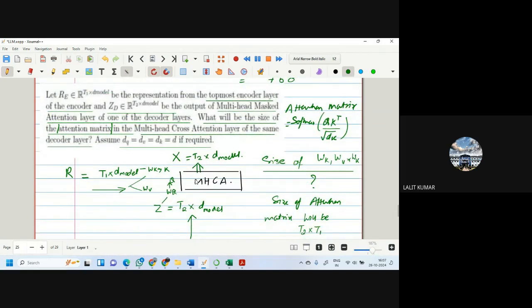Now this is the question. Let R_E belong to R^(T1 into D model). This is the topmost encoder layer of the encoder, so this is the output from the encoder, T1 into D model. Z_D belongs to R^(T2 into D model), the output of the multi-head masked attention layer. So this is the MHMA output. What will be the size of the attention matrix in the multi-head cross attention layer of the same? So this is very easy. Can we do it again very quickly? Can somebody tell me how to solve this?